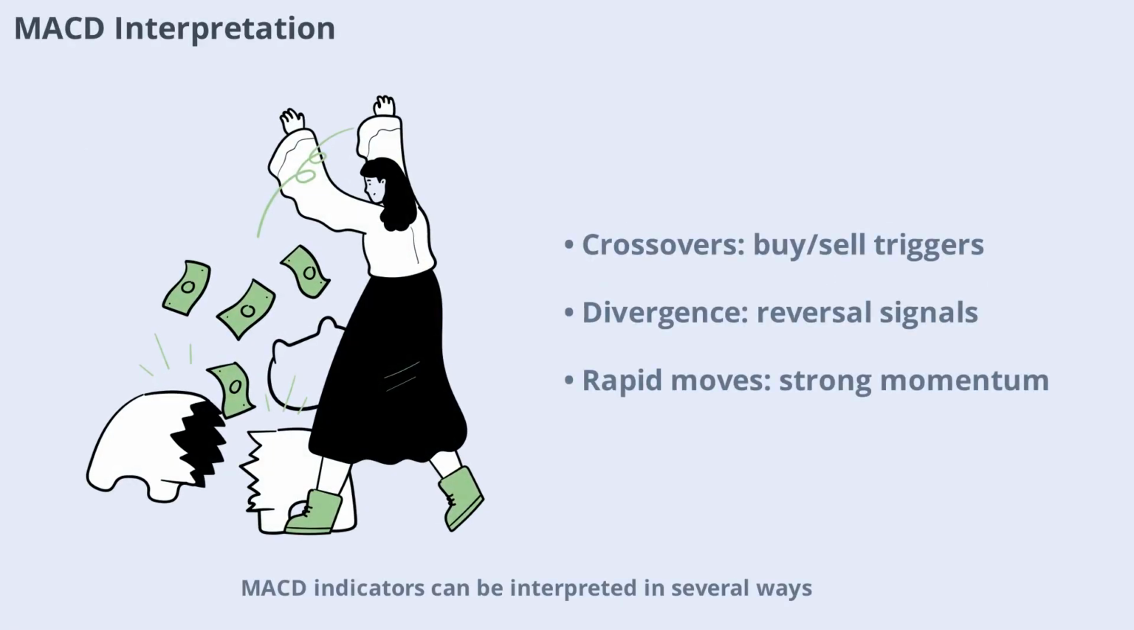MACD indicators can be interpreted in several ways. The most common methods are crossovers, divergences, and rapid rises or falls. Crossovers occur when the MACD line crosses the signal line, indicating a change in momentum. Divergences between MACD and price can signal potential reversals. Rapid rises or falls in the MACD line indicate strong momentum, which can precede sharp price movements. Mastering these interpretations helps traders anticipate market action and make timely decisions.